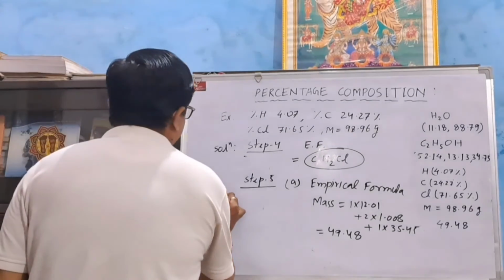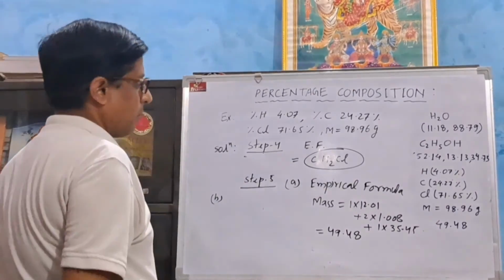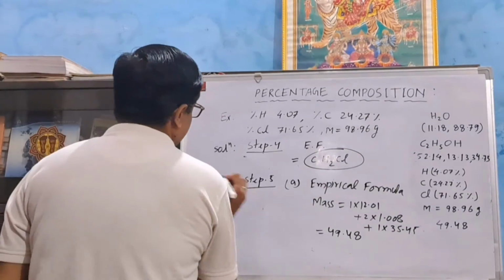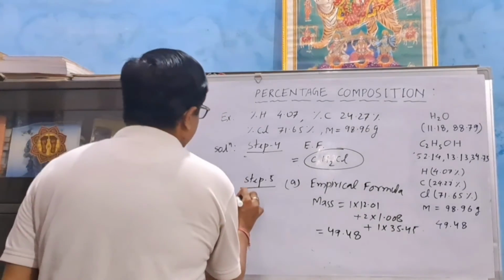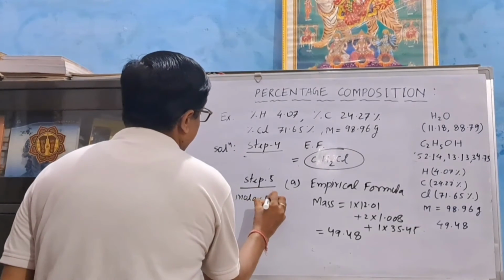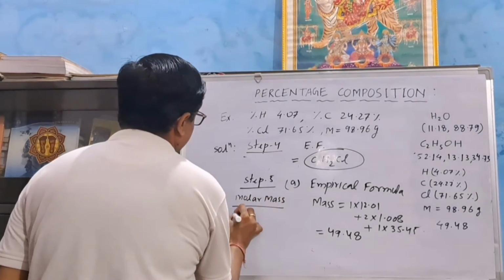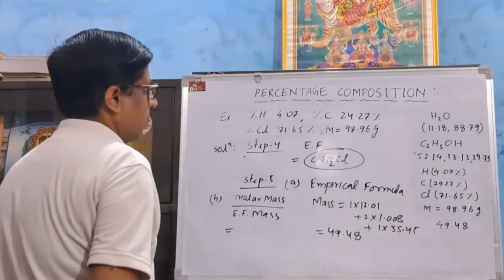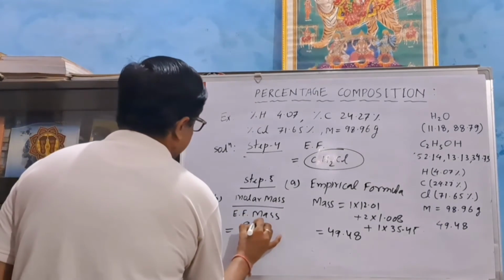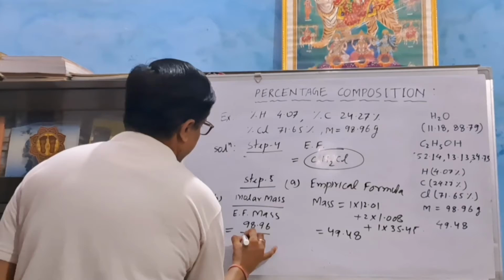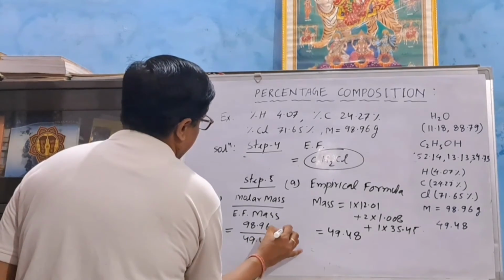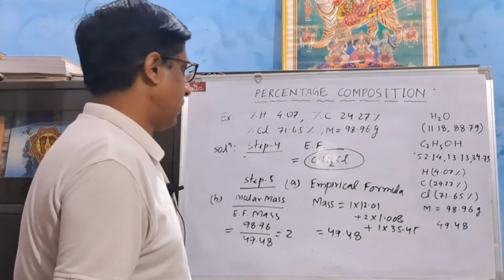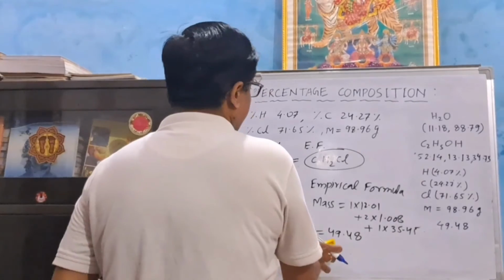Now, the molar mass is given. Molar mass is 98.96. In this step, we divide molar mass by empirical formula mass. Molar mass 98.96 divided by 49.48 comes out to be 2. This ratio is 2.